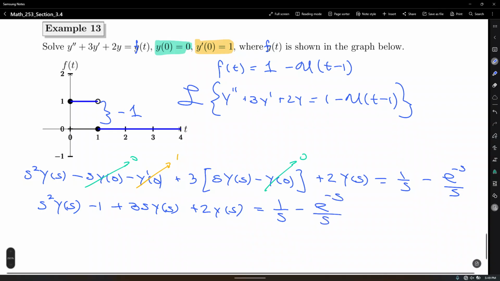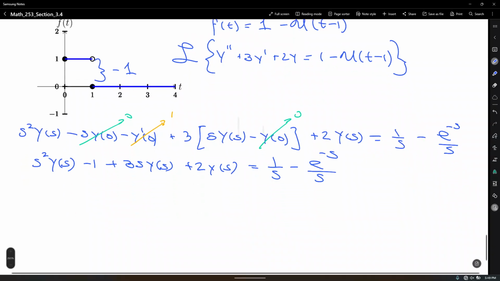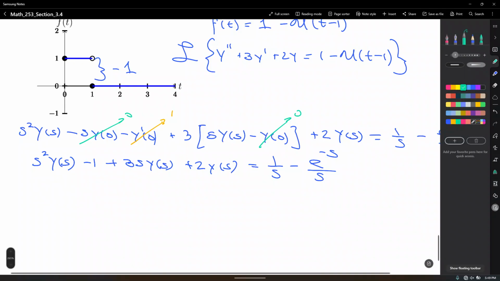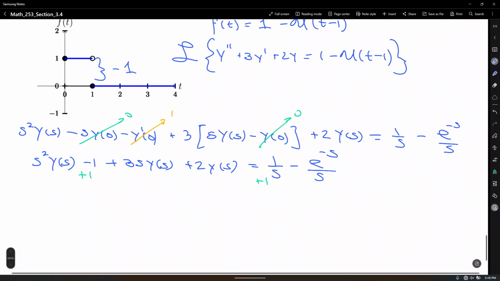Again, it's to isolate y of s, solve it algebraically, and then find the inverse transform. Okay, so that's y of s squared plus 3s. Oh, wait, actually, no, not yet. Let me add 1 to both sides. And this will be s squared. Okay, finally, let me factor y of s. Y of s times s squared plus 3s plus 2, and then equals to, okay, on the side.